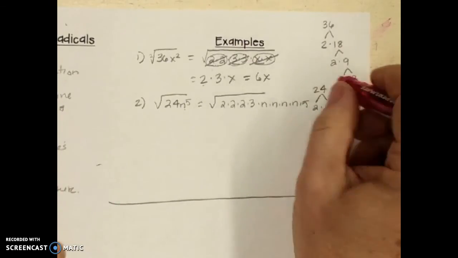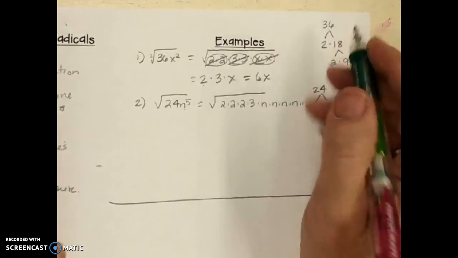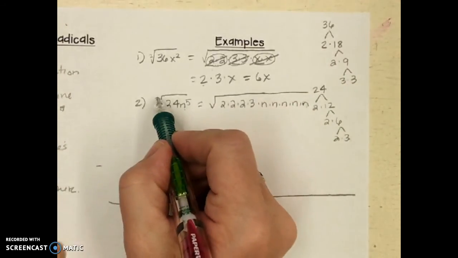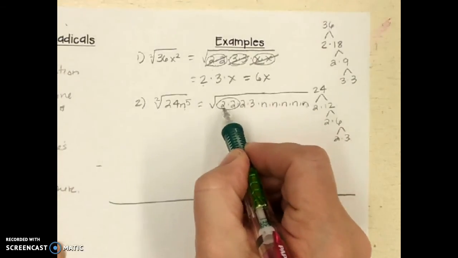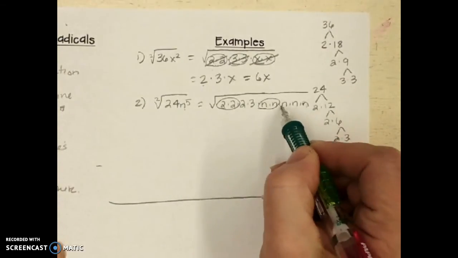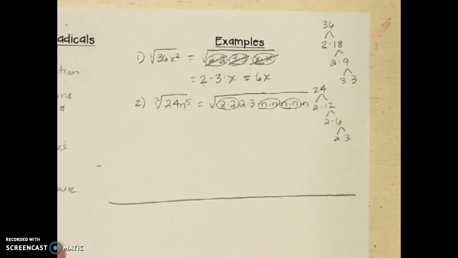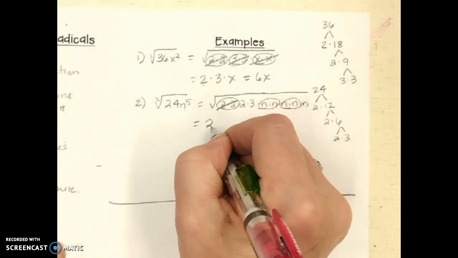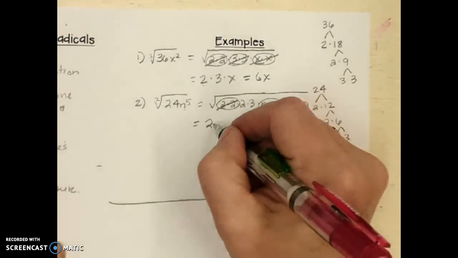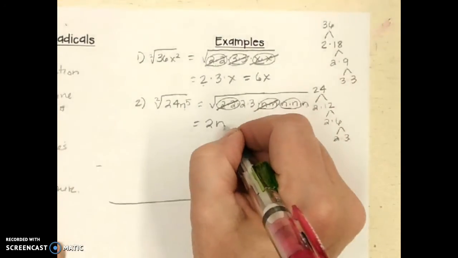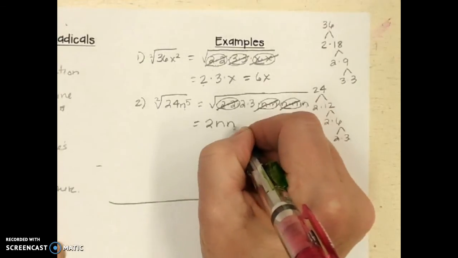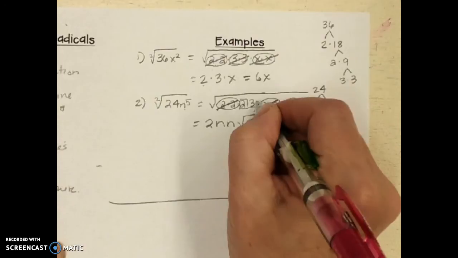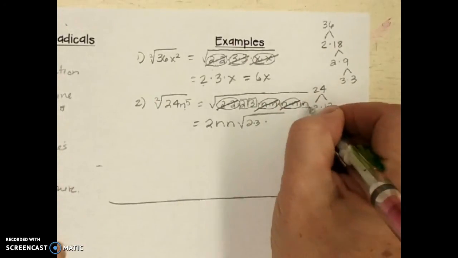Oh, that was cute. You see what I did there? So now I'm going to circle up. That's an understood 2, so I'm going to circle up groups of 2. There's a group of 2. There's a group of 2. Every group of 2, I cross it out and bring that number just one time to the outside. I got a pair of n's, take it out. A pair of n's, take it out. And I'm left with a 2, a 3, and an n.